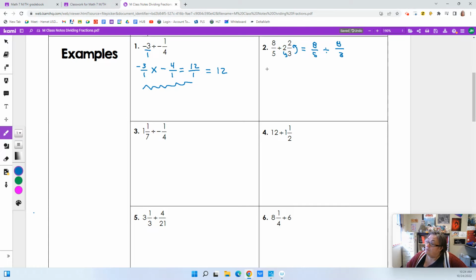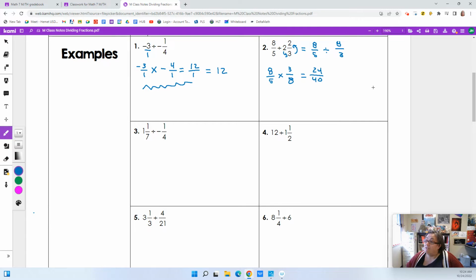And now we can rewrite it as our multiplication problem where we've got 8 divided by 8 over 5 times... Whoops, look at that. I'm already doing it wrong. Divide times 3/8. We're going to flip the fraction. And now we can just multiply all the way across. 8 times 3 is 24. 8 times 5 is 40.